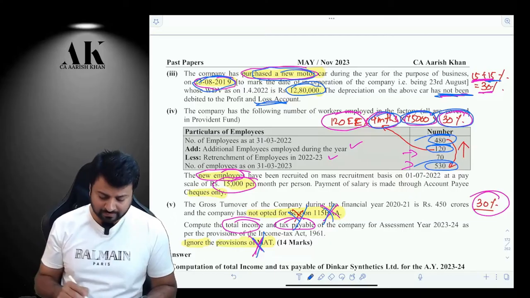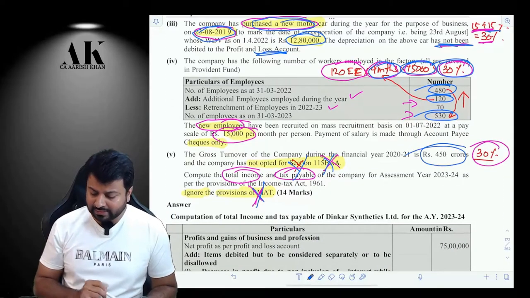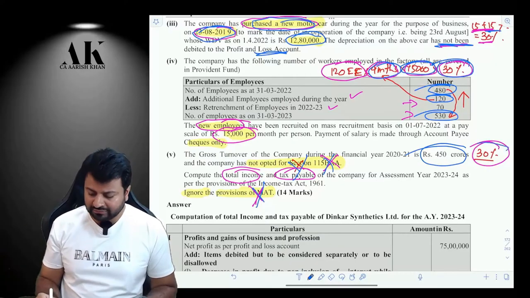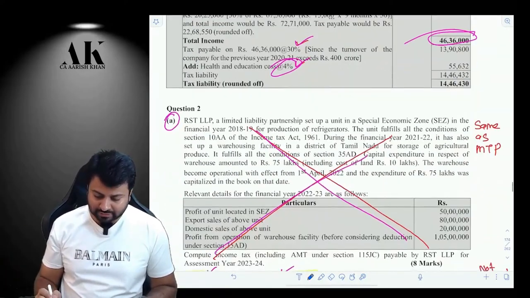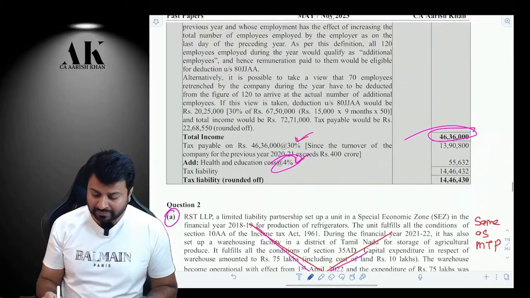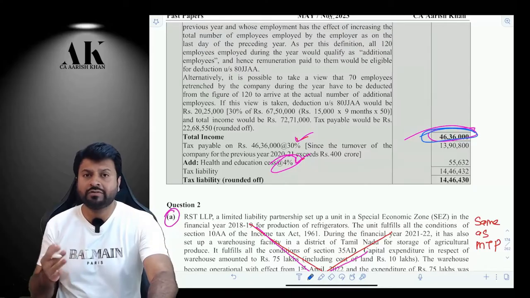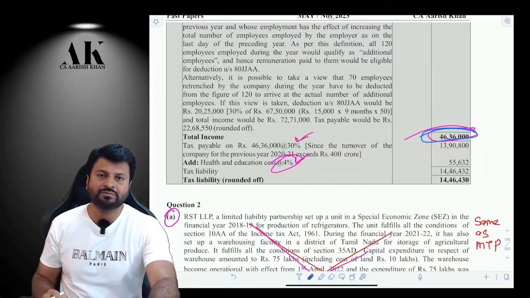Okay. Now, one last thing which is given over here, the tax rate of the company will become 30%. Why? Because the turnover of the last to last year is exceeding 400 crore. Therefore, the tax rate will come to how much? 30%. Will it be subject to surcharge? No surcharge will be applied because the total income is less than what? 50 lakh rupees. Check it, please. Sorry, not 50 lakhs, 1 crore. For a company, the surcharge limit is 1 crore.